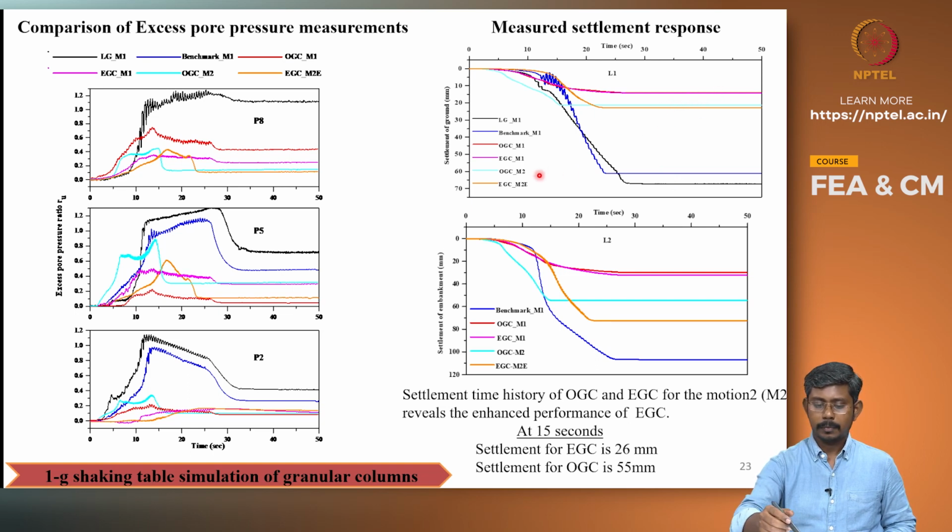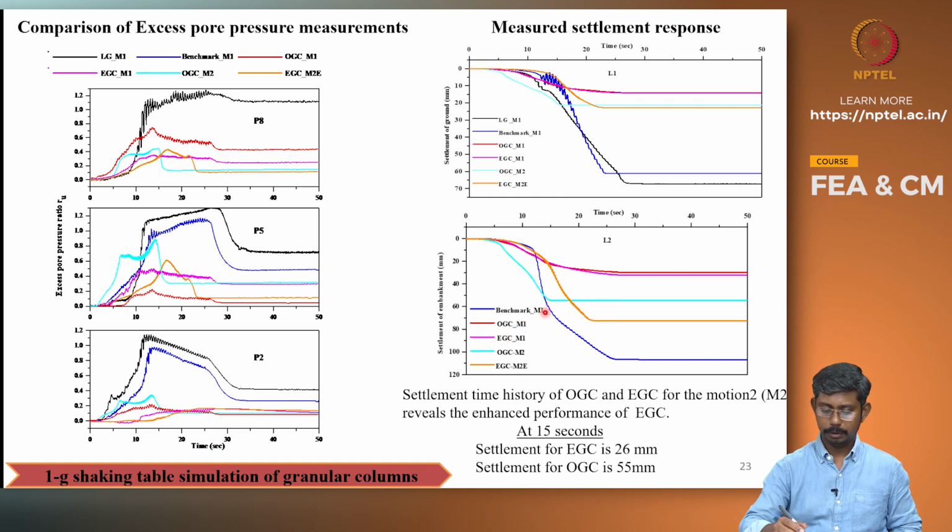Coming to the other treated cases, it can be seen that they are far lower when compared to the untreated case, and more importantly the settlement of the embankment. It can be seen here the settlement of OGC M1 and OGC M2 compared to the settlement of the level ground. The settlement of the embankment is a better indicator of the performance. It can be seen that for OGC M1 and EGC M1 there is almost no difference between these two cases.